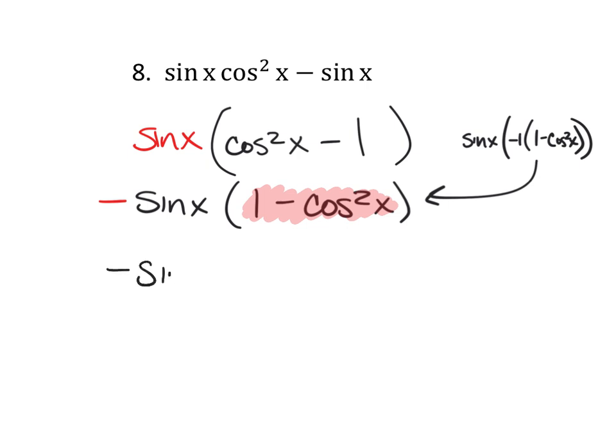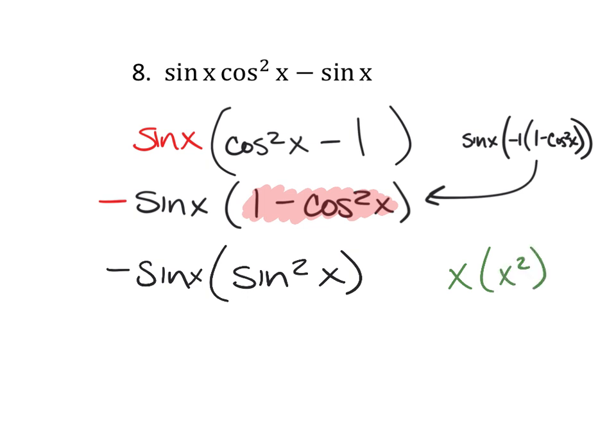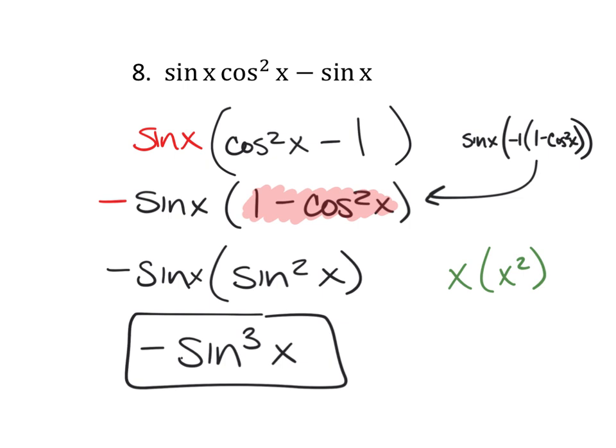Sine squared of theta. Oh, in this case we're using x, so sine squared of x. So don't overthink this. What is sine of x times sine squared of x? Let me phrase it this way. What if you had x times x squared? What is that? So what is sine times sine squared? Sine cubed. That's it. One trig function.